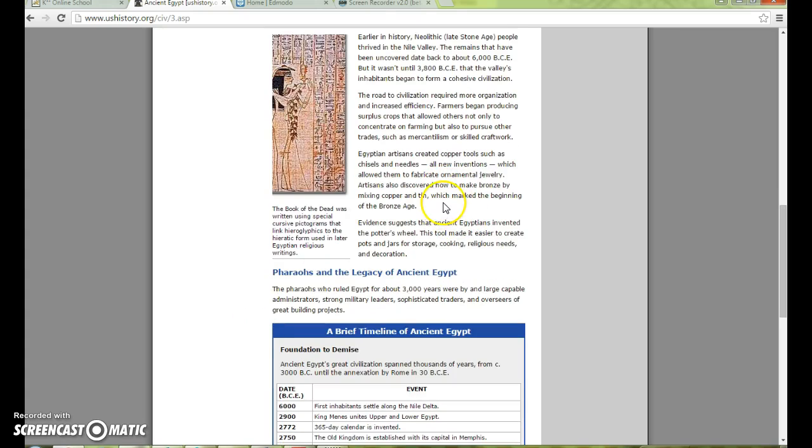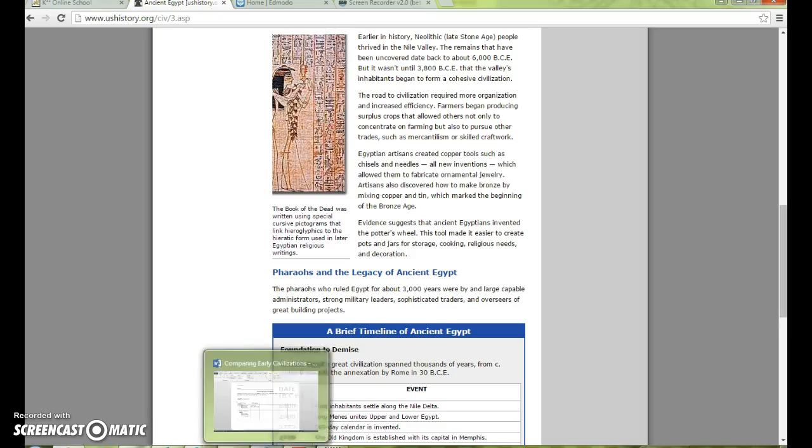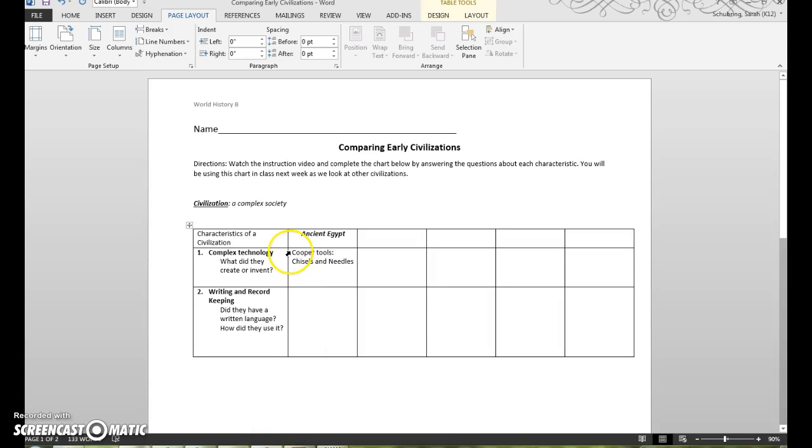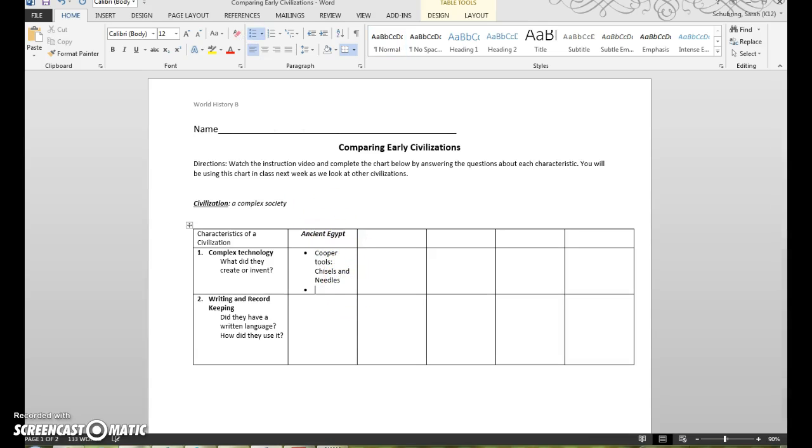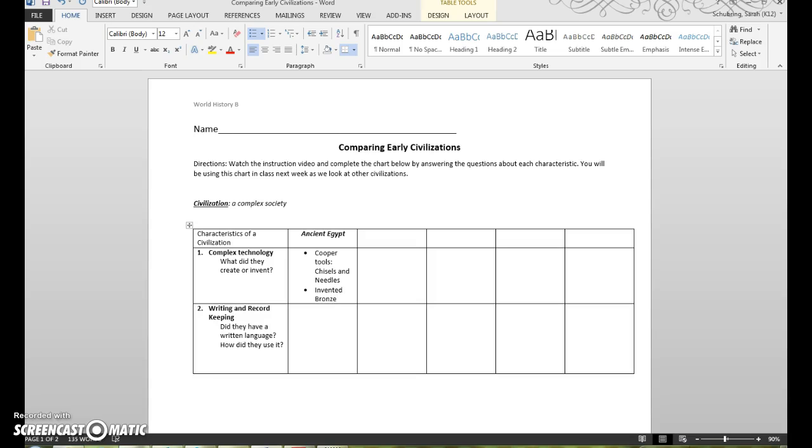As I scroll down here, it says they also discovered how to make bronze by mixing copper and tin, which marks the beginning of the Bronze Era. That's an important invention. So they invented bronze.